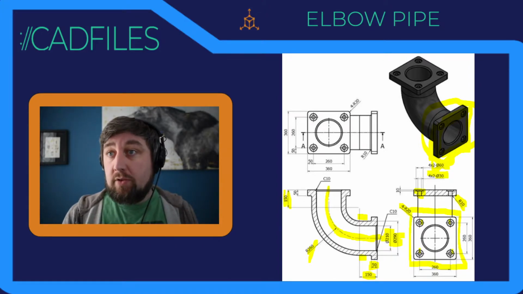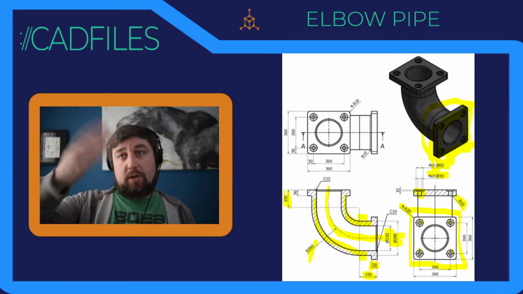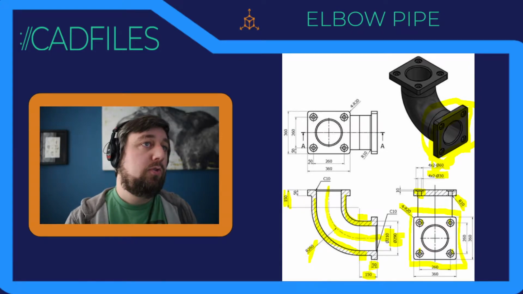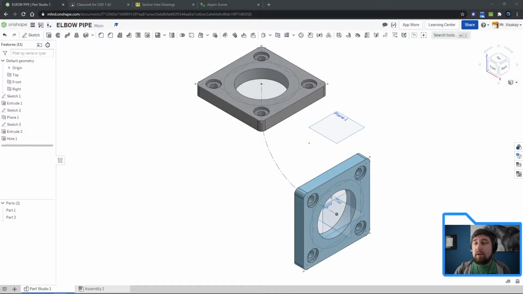Maybe. So you should notice, back at it here, the actual pipe goes in a consistent sweep, it's called, from there to there. And we actually already drew the path. We already drew this line here so that Onshape knows where to sweep the shape that's going to sweep.